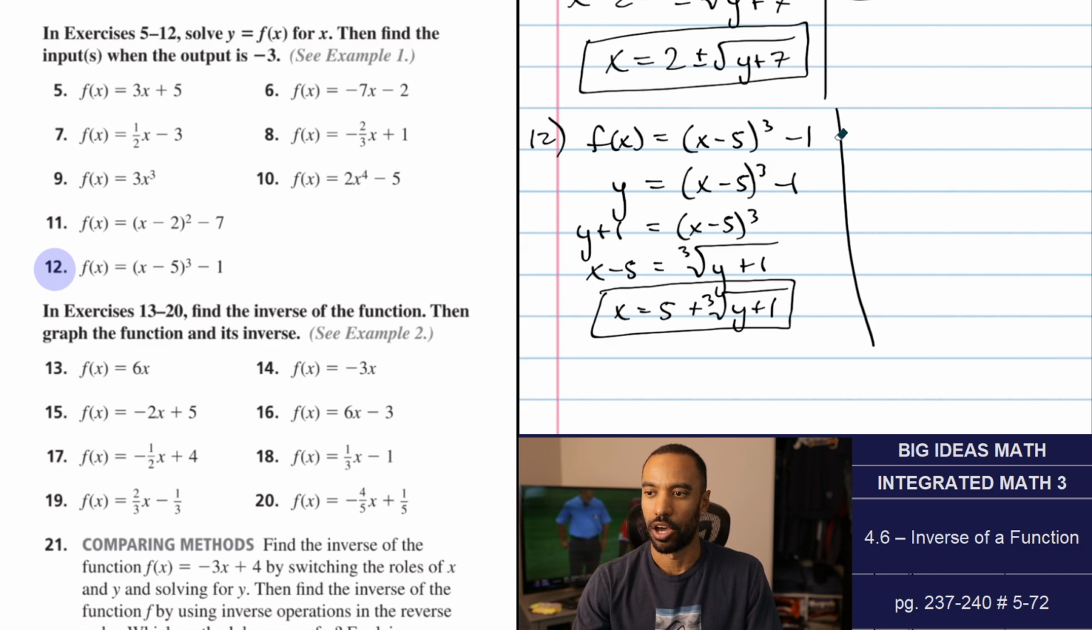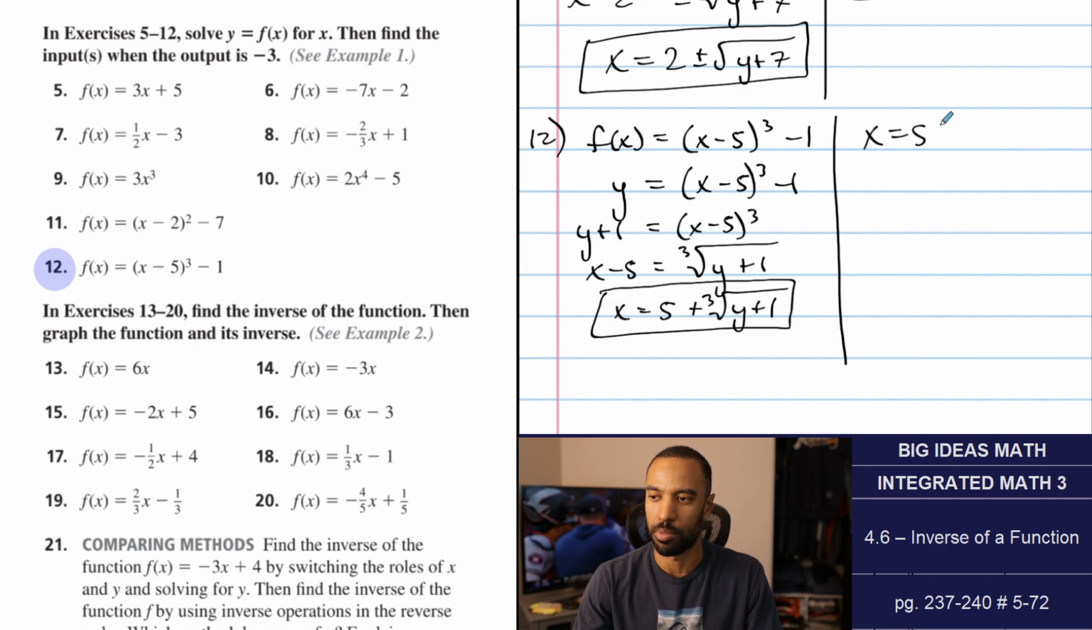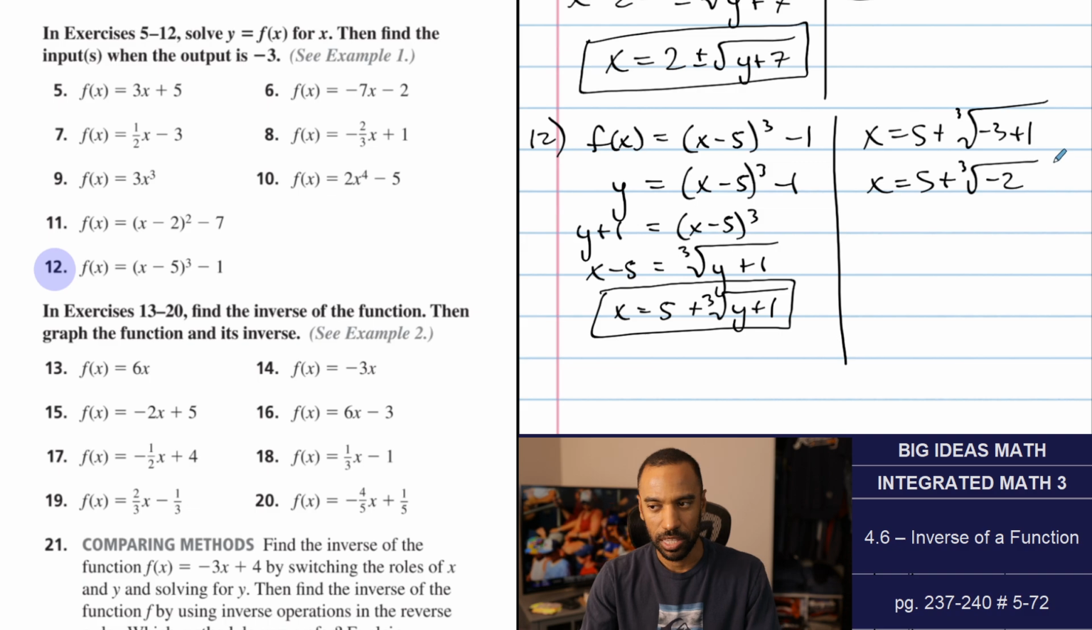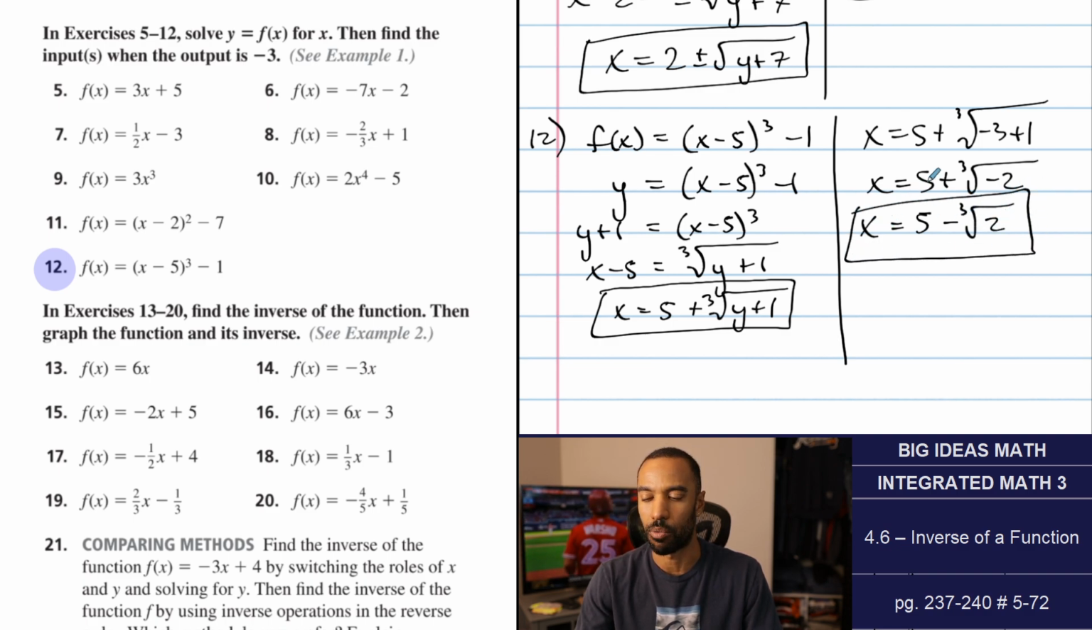As far as input goes, I don't think there's going to be a very helpful input for us to get a good answer that we don't have to round, but this is going to be 5 plus the cube root of -3 plus 1. -3 plus 1 is -2. Can you take the cube root of -2? Yes. Can you even simplify this? Sort of. I can write it as 5 minus the cube root of 2, but that's the best I can write that's not rounded.